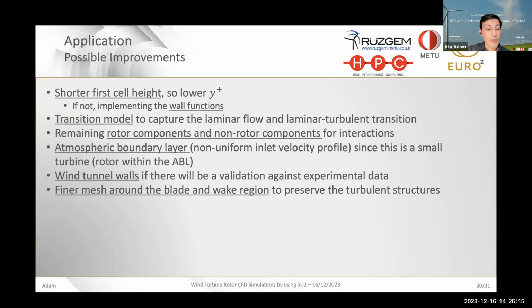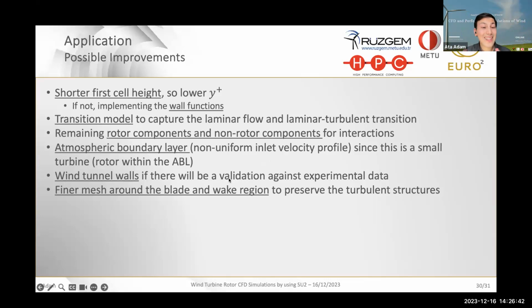You may want to model the remaining rotor components and non-rotor components, but in this case, you'll end up with a more complex mesh, and you need to specify different domains, like the subdomains in your SU2 configuration file. You may put the atmospheric boundary, but again, you cannot put an atmospheric boundary layer for a completely rotating mesh. You need to specify the rotating components and non-rotating parts separately.